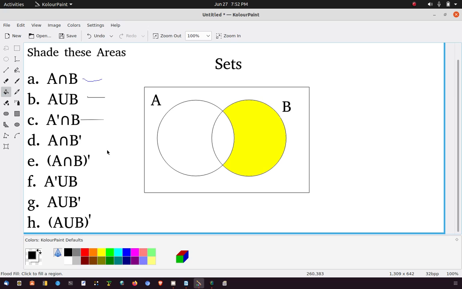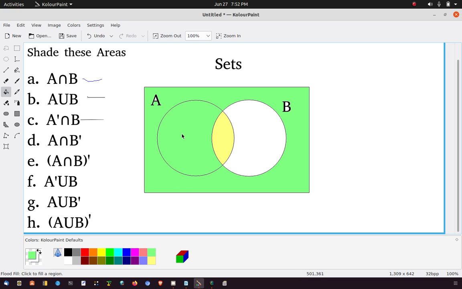Now, the next area we want is A intersect B complement. Let's clear this. A intersect B complement. First of all, identify the areas that represent A. Here is in A and here is in A. What about B complement? Means outside of B. So you have this outside of B and this outside of B. Now, where are both of them overlapping?